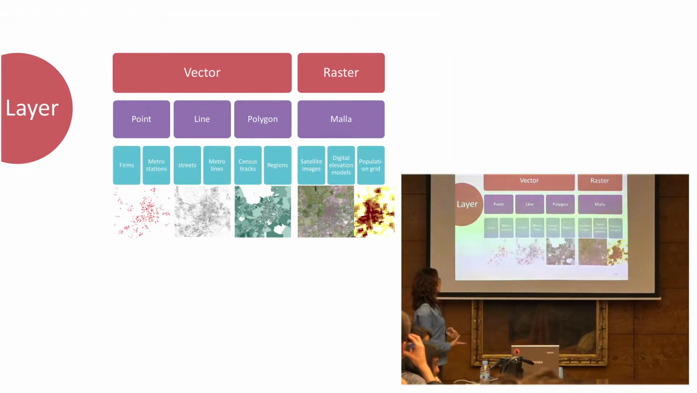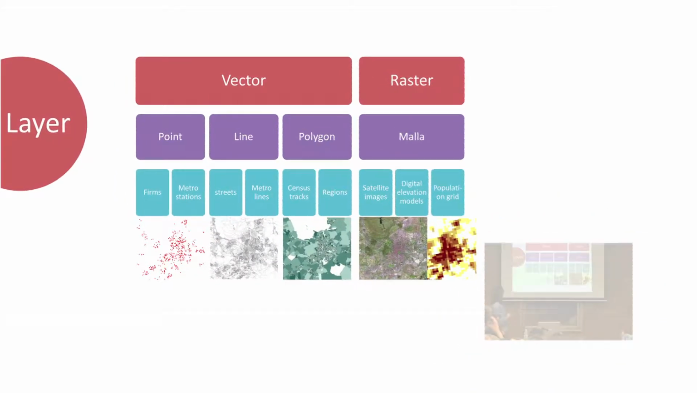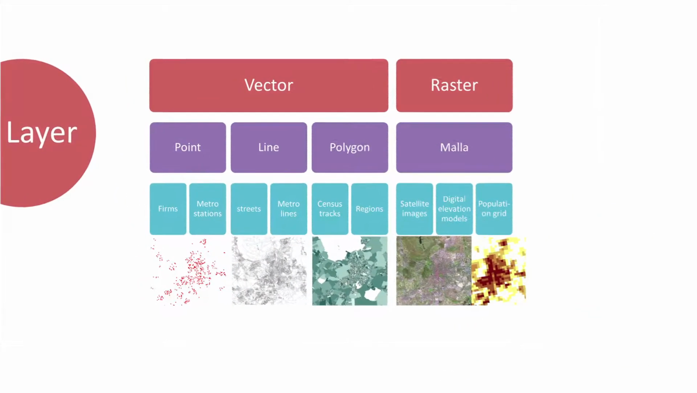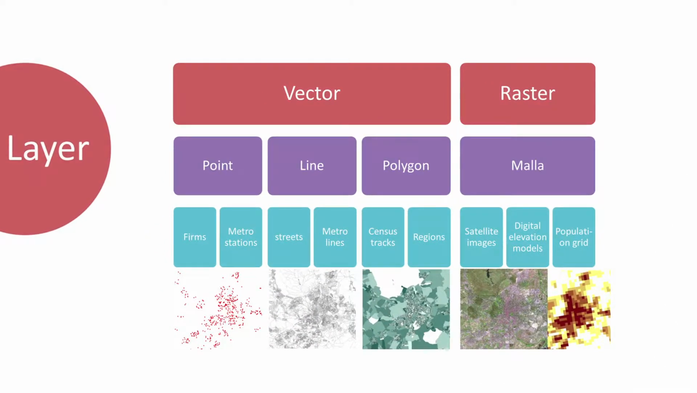There is another way to represent data that is raster. Raster is, for example, satellite images or pictures or digital elevation models where we have the altitude of places. Or we have population as a grid, so each pixel has a value of population.